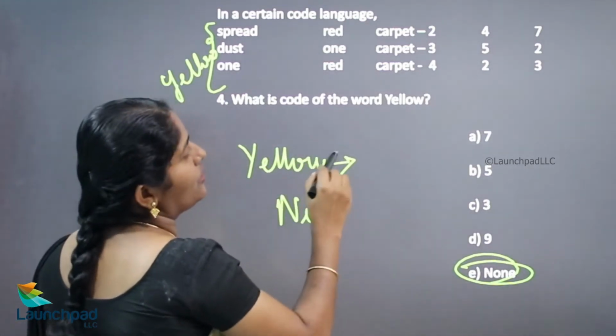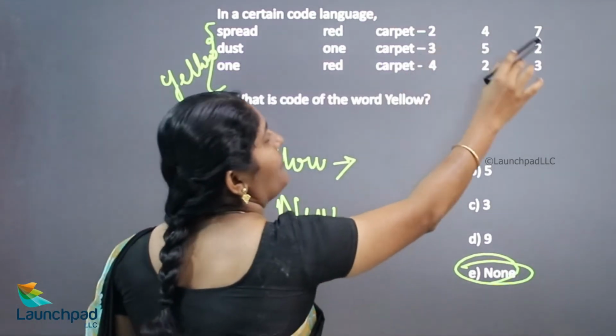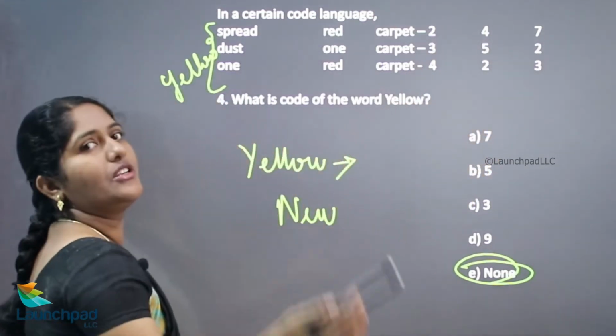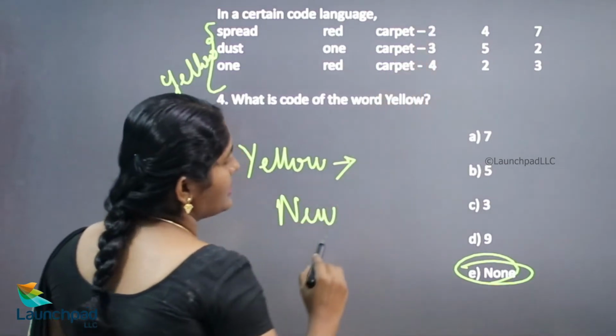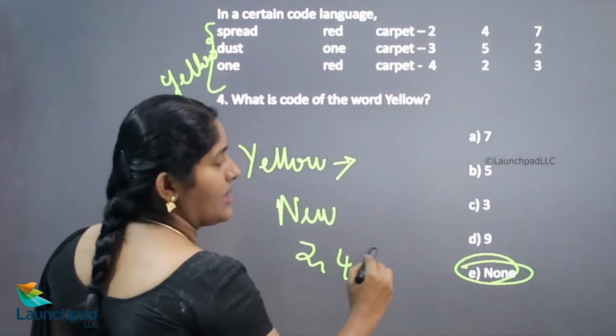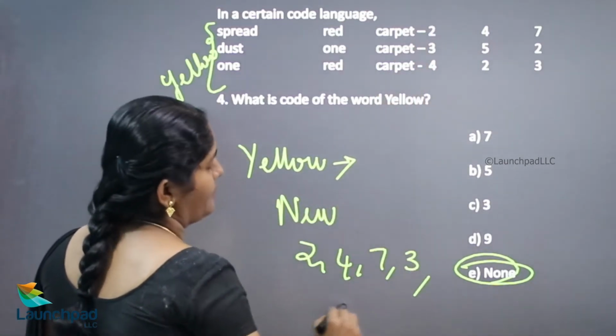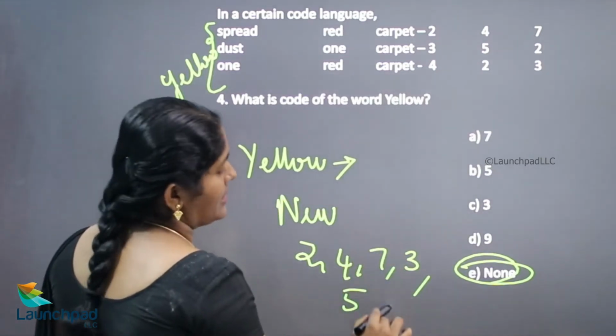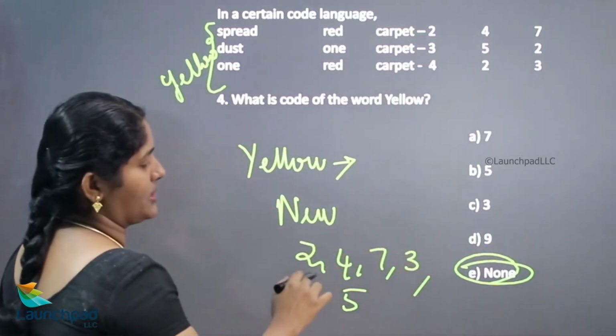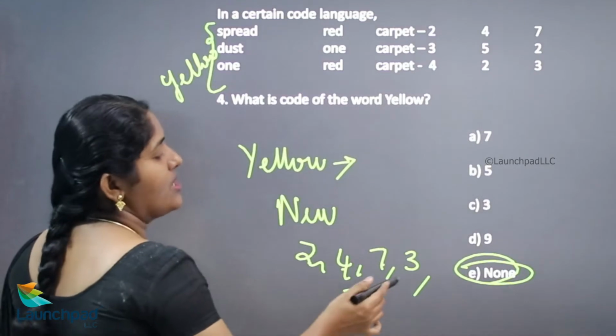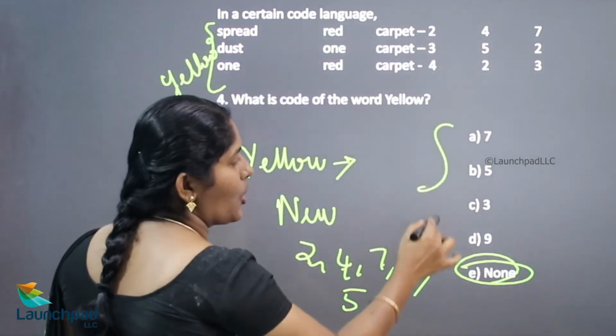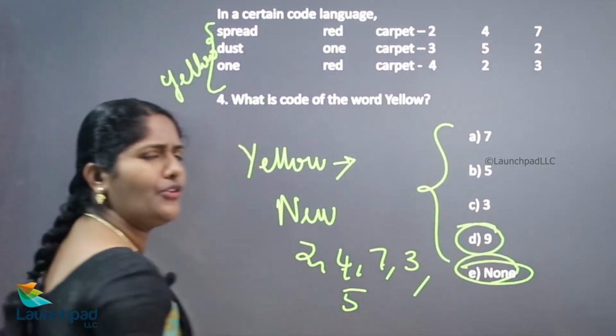Okay, what is the new code for? Apart from these numbers, we have the new number. So what numbers are available here? 2, 4, 7, and again 3, 5. After that 4, 2, 3 will be repeated, then 2, 4, 7, 3, 5. So according to your options, 9 will be your new number.